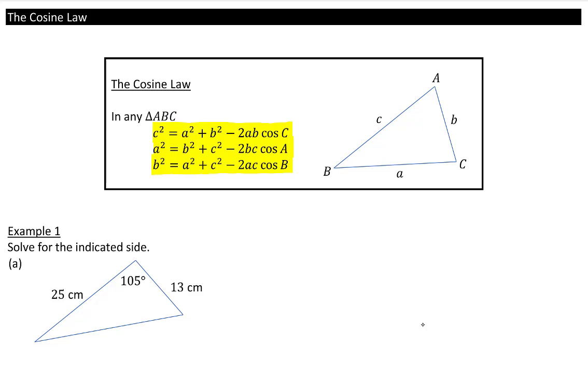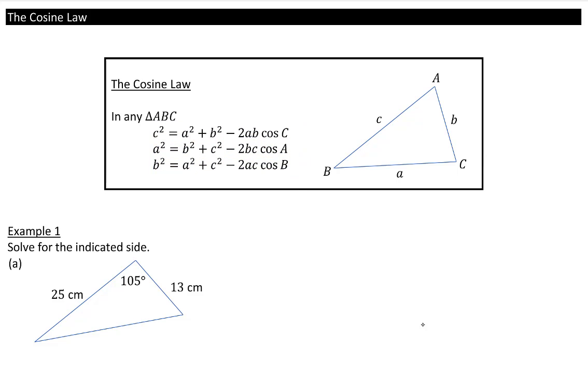How do you know which one to use? It all depends on the angle. If you know angle C, then you're going to use the one that starts with c squared and has angle C in it. If you're looking for angle C, then you're still going to use the one that has cosine C in it and starts with side C. And same with the other two. If you know angle A or you need to find angle A, we'll use the one that starts with a squared. And if you know angle B or need to find angle B, then you'll start with the one that has b squared attached to it.